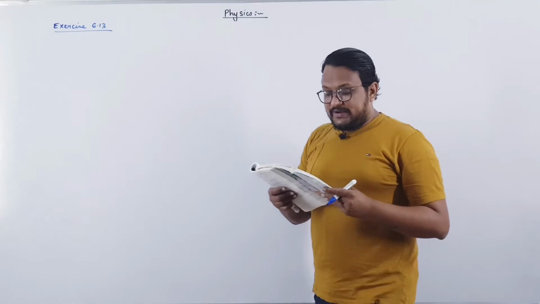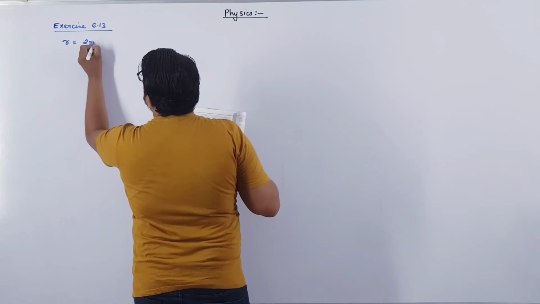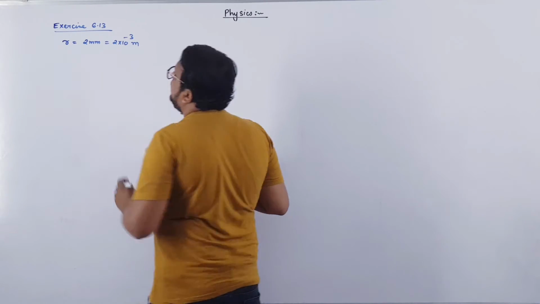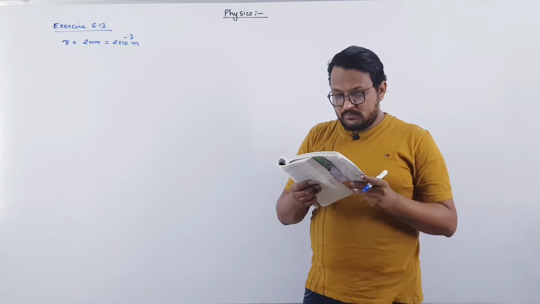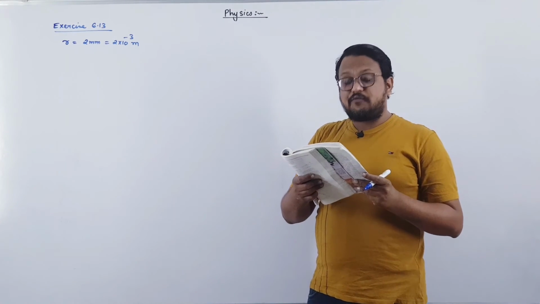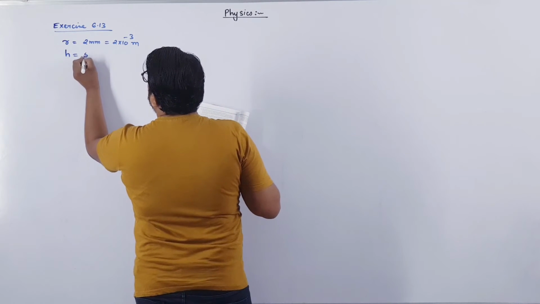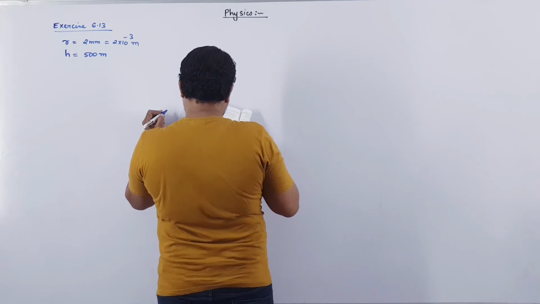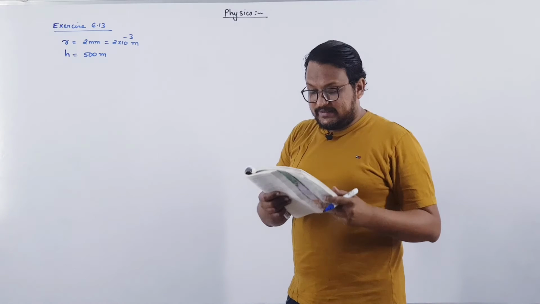A raindrop of radius 2 mm. The radius of the raindrop is given, which is 2 mm. You can write 2 into 10 to the power minus 3 meter. It falls from a height of 500 meter above the ground. It falls with decreasing acceleration due to the viscous resistance of air, so its acceleration decreases with time.